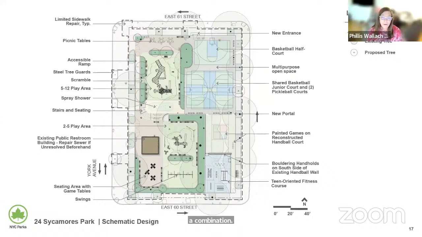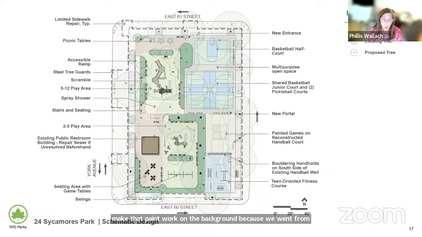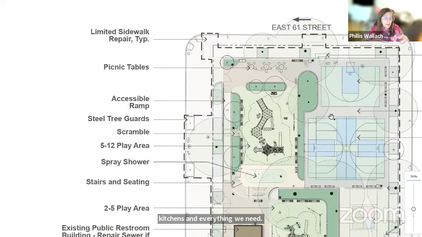My biggest concern, and I'd really like to see how you're going to make that paint work on that ground, because we went from 2 permanent pickleball courts to what I don't see how you're going to do it. I don't see how you're going to be able to draw 2 actual pickleball courts with 2 kitchens and everything we need on top of these basketball courts.